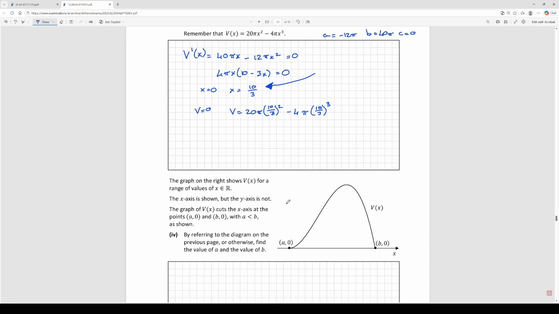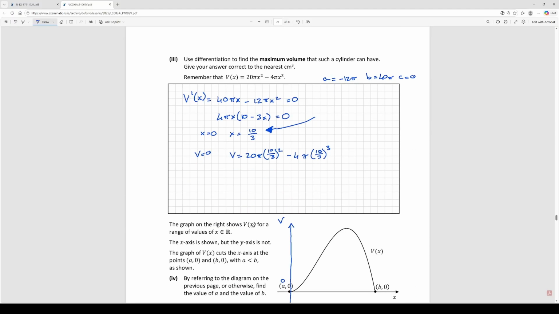Well, correct me if I'm wrong, but I think the y-axis is going through here basically, because I think we just found out that the volume would be 0. So this is a graph for the volume, so the height on the y-axis should be the volume. And we found out the volume would be at a height of 0 when x is 0. So I think that's just 0, 0 instead of the a. And then b would just be when else is it equal to 0. So all we would have to do, now it says by referring to the diagram on the previous page, oh yeah. Okay.